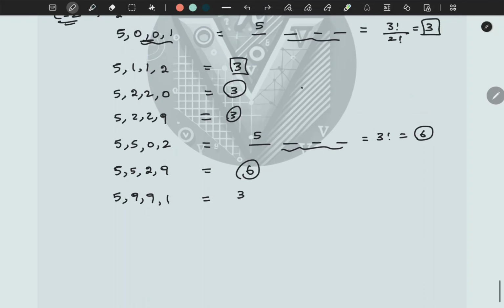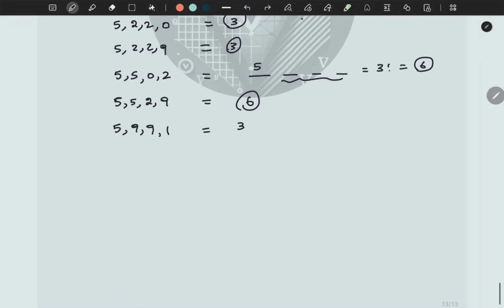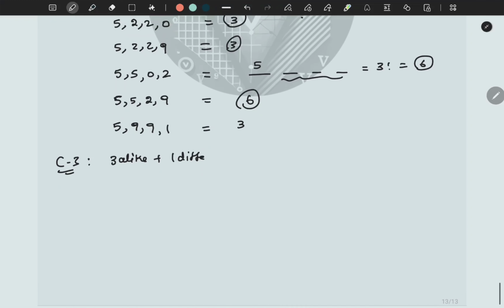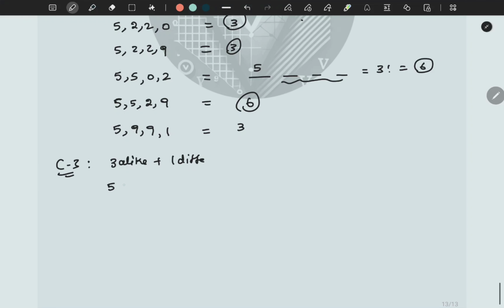Now any other case possible, dear students, with all the 2s? Okay, now case 3 could be that a digit is repeated thrice, 3 alike and 1 different. Now what could the case be? Let us say 5 is repeated thrice. So 5 plus 5 plus 5 is, dear students, 15, plus 0 is 15. This is definitely divisible by 3, dear students.